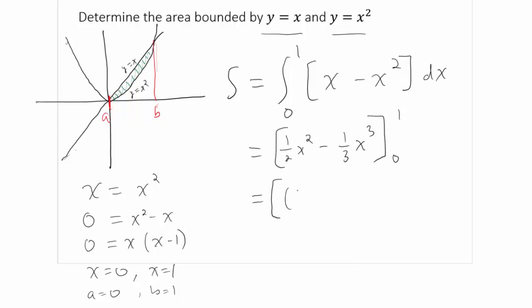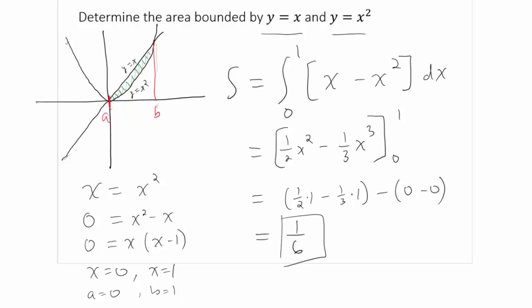That would be 1/2 times 1 squared, which is 1/2, minus 1/3 times 1 cubed, which is 1/3, minus 0 minus 0. So it's a half minus 1/3, which is 1/6. The area bounded by those two curves is 1/6.